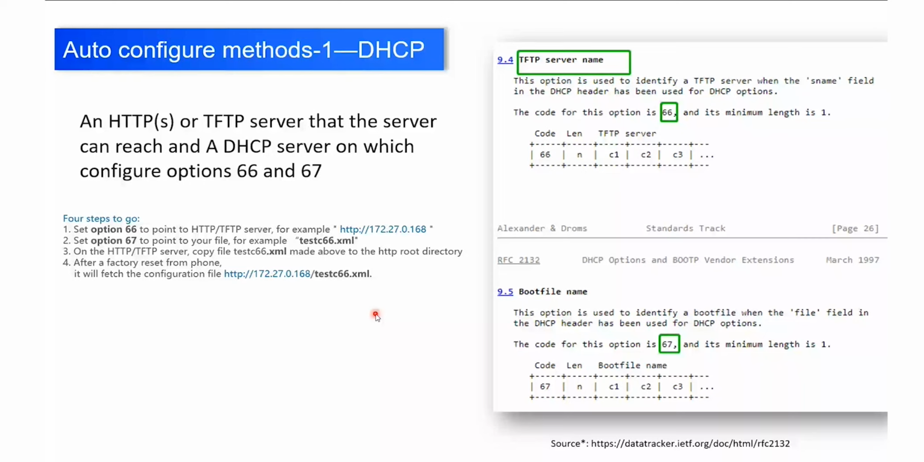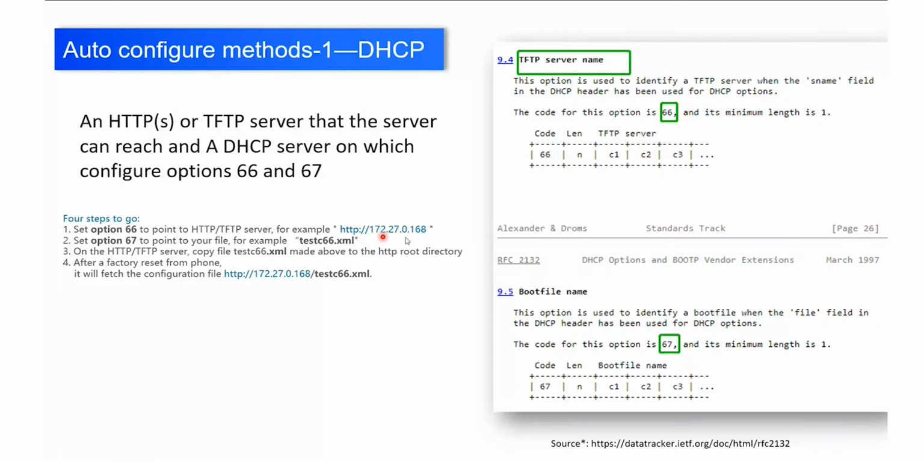And normally in the local network, I think there are two configuration methods. One is DHCP, and the other one, which I will talk about later, is SIP PnP. If you use DHCP, you need at least one HTTP server or TFTP server, and the other is a DHCP server, configured with option 66 and 67. DHCP, I think, requires at least 4 steps here, and you have to set the option to point to the HTTP or TFTP server for your SIP phone.